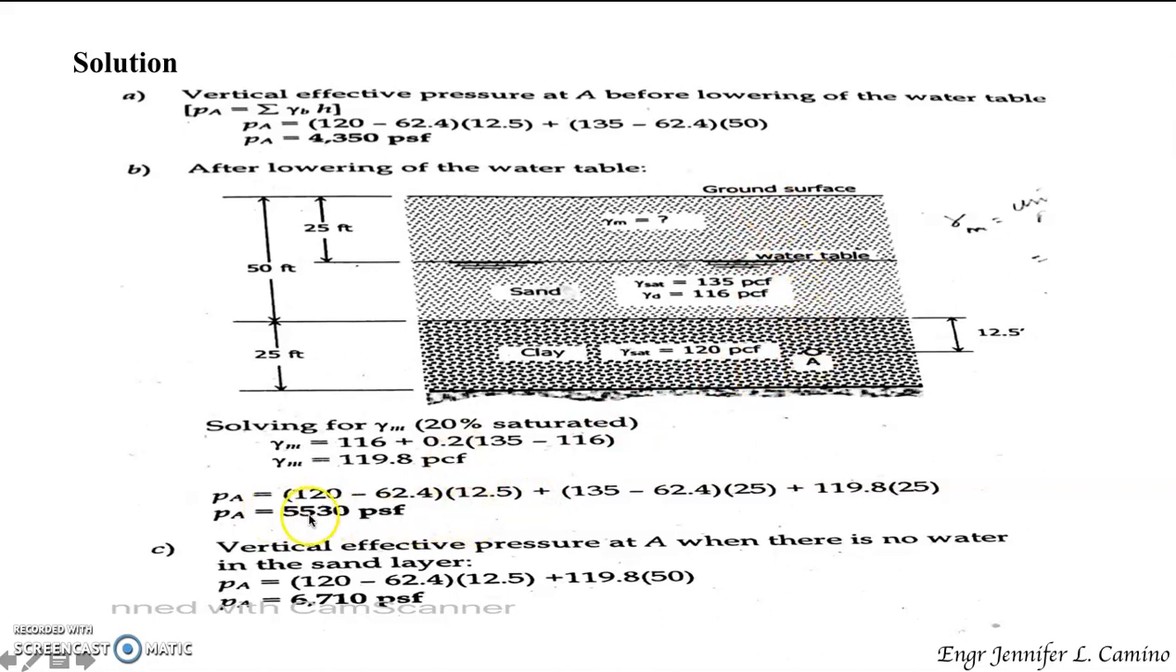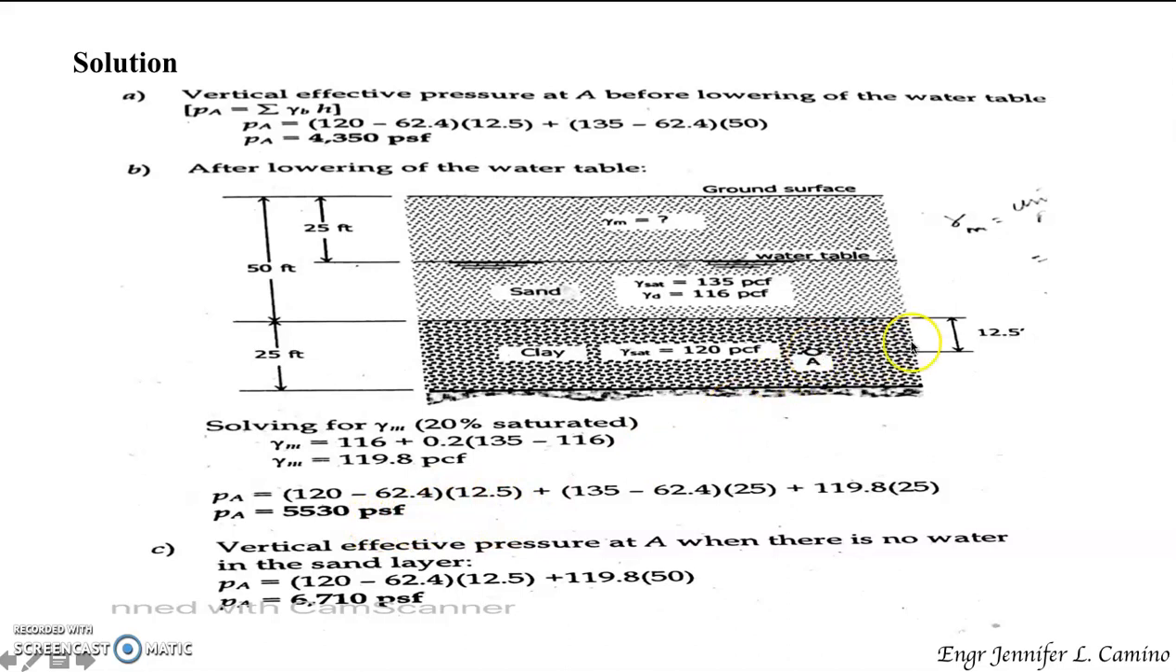So this is the solution. This solution actually is a direct method to solve for the effective stress. And there is an alternative, as presented a while ago. Still, the value is 5,530 pounds per square foot.